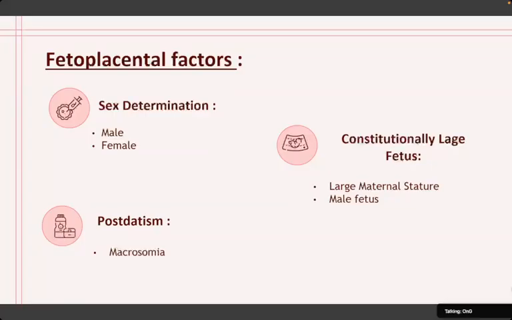Fetuses suspected of being large for gestational age could possibly be large secondary to constitutional factors. A large maternal stature should be considered as a contributing factor to macrosomia, as studies now show that there is a correlation between birth weight and maternal height more than weight with regards to macrosomia. Again, sex determination is important in assessment of large for gestational age. Like we mentioned, our male counterparts are genetically larger. Postdatism, a prolonged pregnancy, is most likely to result in macrosomia, presumably due to continuous delivery of nutrients and oxygen to the fetus.